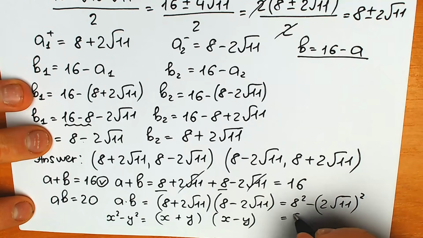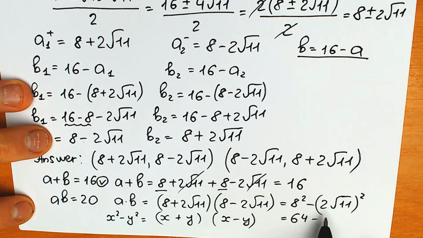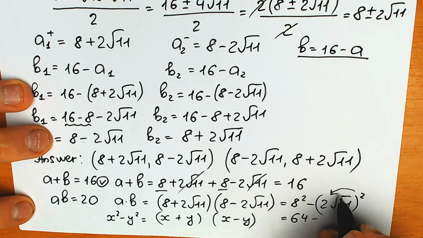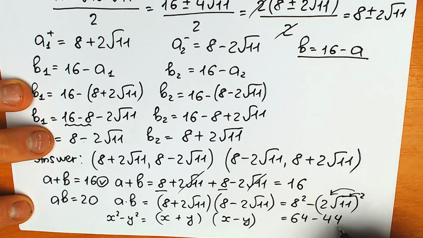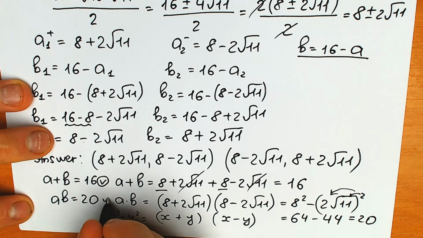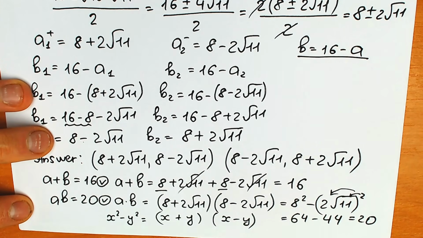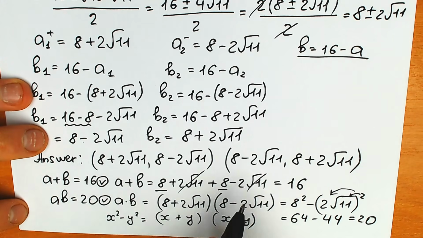And right now, 64 minus, what do we have right here? We need to raise this 2 to the power 2 and this one. So right here we have 4, 2 squared is 4, and square root of 11 to the power 2. We cancel the square root sign, so we have only 11. 4 times 11 equals 44. So 64 minus 44 equals 20. And we have a times b equals 20, so that's exactly the expression we need. So our roots are absolutely great.